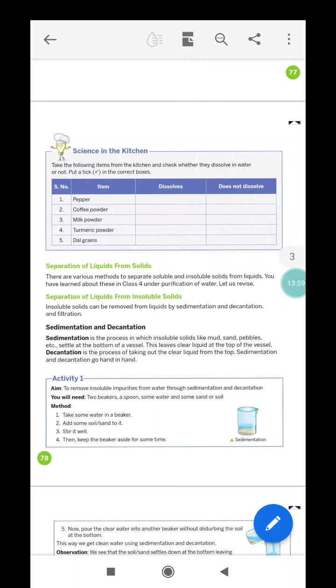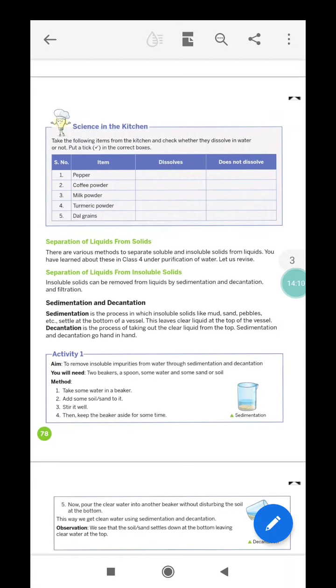Now, separation of liquid from insoluble solids. Insoluble solids can be removed from liquid by sedimentation, decantation and filtration. There are 3 methods for separating insoluble solids from a liquid. The 3 processes are sedimentation, decantation and filtration.